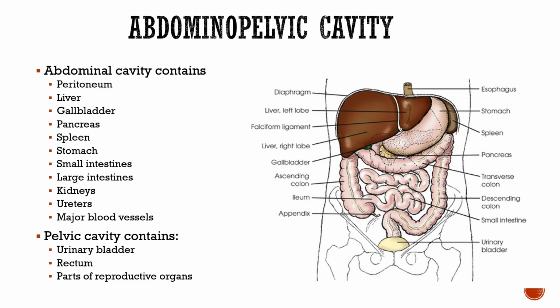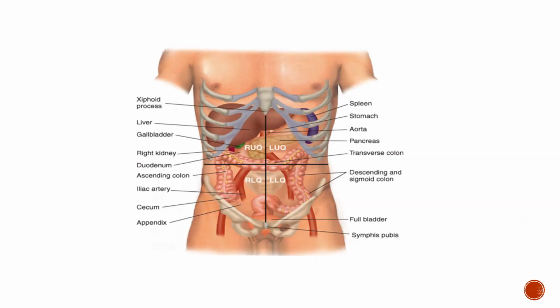The abdominal cavity contains several different organs, which include the liver, the gallbladder, and the pancreas, just to name a few. The pelvic cavity includes the urinary bladder, the rectum, and parts of the reproductive organs.